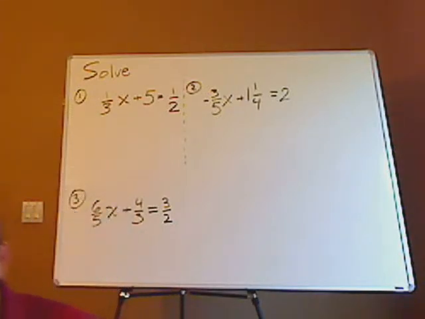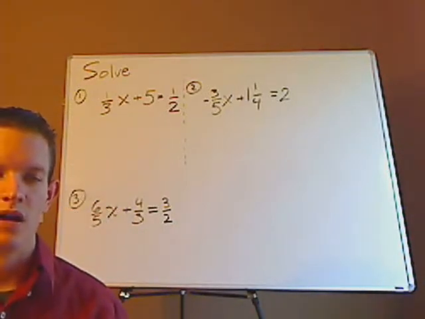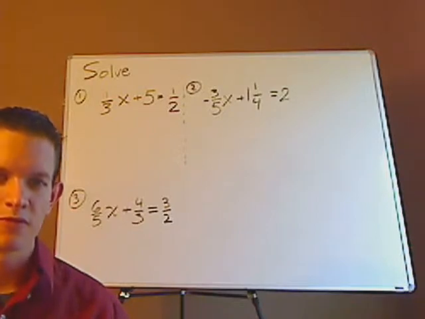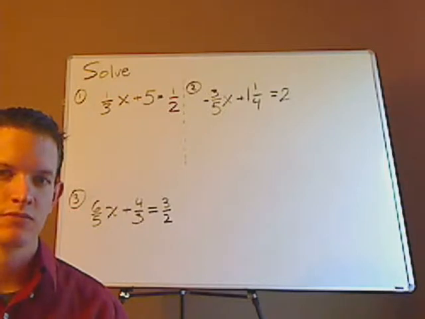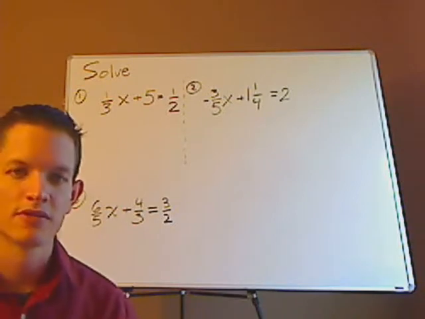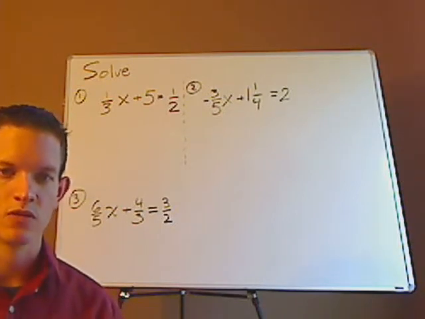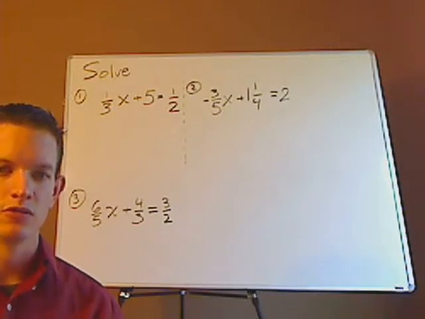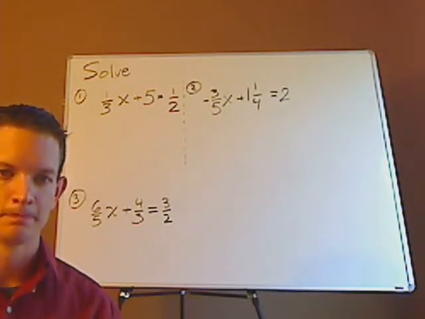So if you would, let me get out of the way, try to do these on your own. The first problem is 1/3 x plus 5 equals 1/2. Second is negative 3/5 x plus 1 1/4 equals 2. And then the third equation is 6/5 x plus 4/3 equals 3/2. So try these on your own. Pause the video.